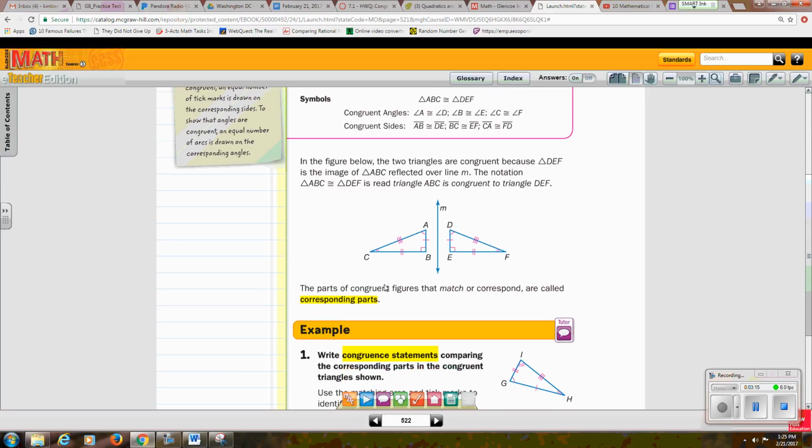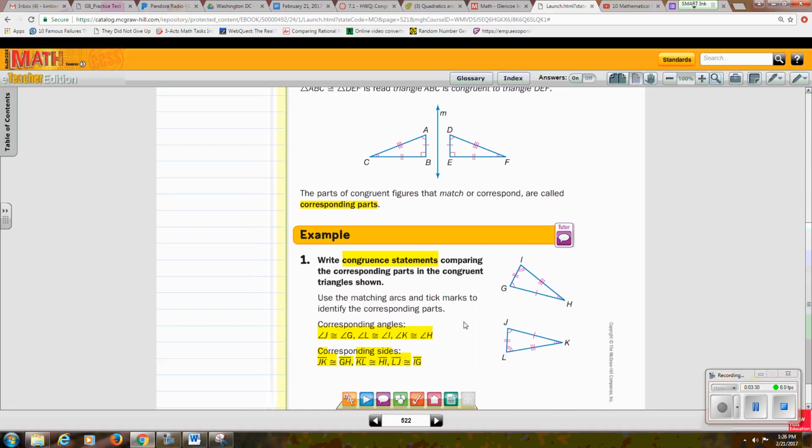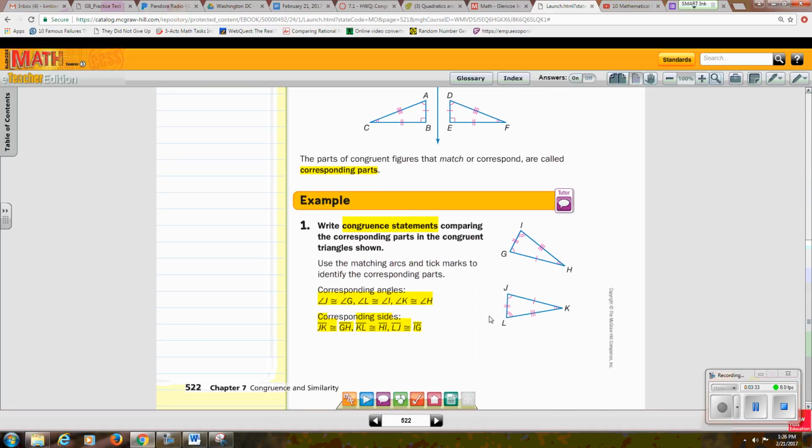The parts of the congruent figures that match or correspond are called corresponding parts, just like when we had the parallel lines and a transversal. The corresponding angles were the angles that would match up in the intersection. That's what that means. So here's our first example. We're writing congruent statements. That is these things highlighted in yellow. These are just congruent statements showing that angle G is congruent to angle J, angle L is congruent to angle I, and then same thing with our sides.